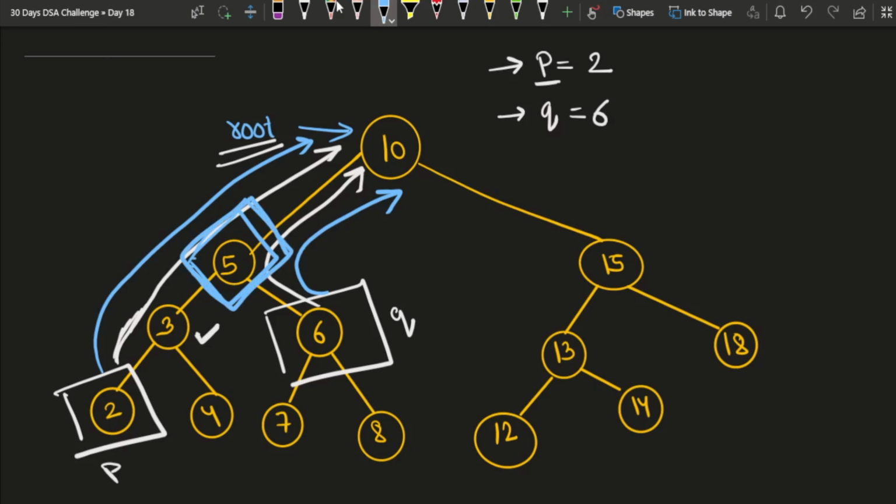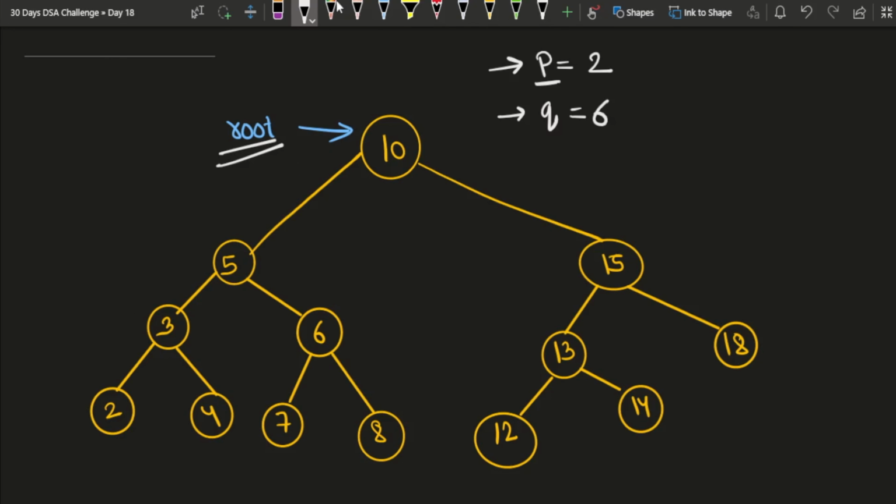So the node which is common in both the paths is nothing but the common ancestor, and the first node which is common in both the paths is our lowest common ancestor. Now let's take one more example to understand what is lowest common ancestor. Let's say I want to find out the lowest common ancestor of this node 12 and this node 18, right? So how will I do that?